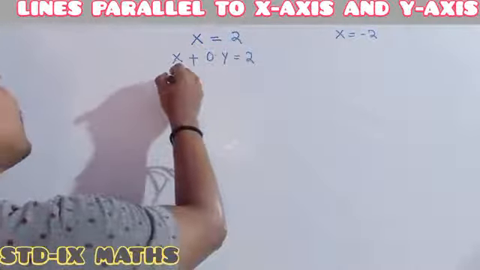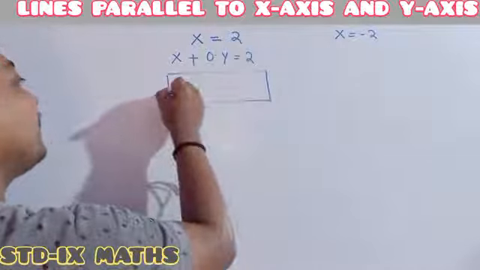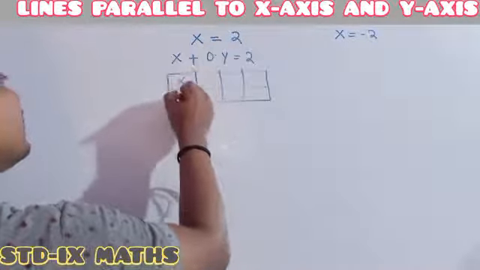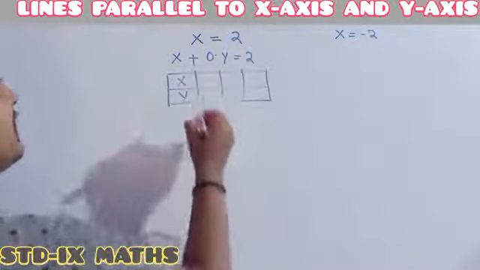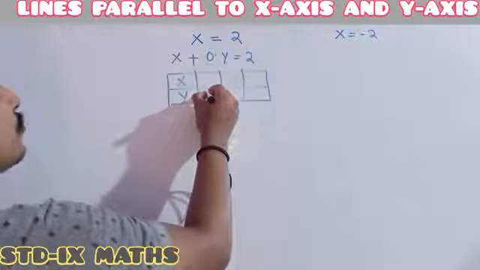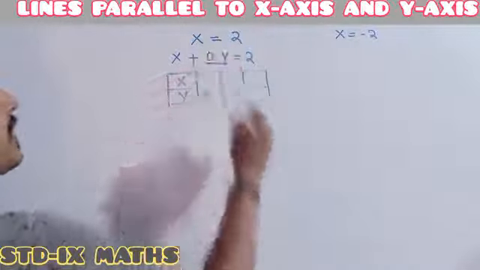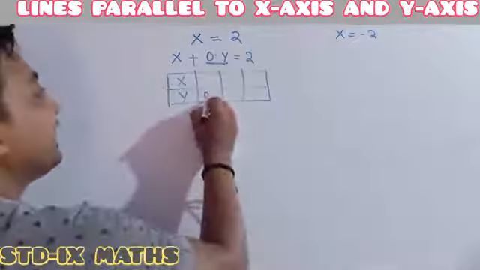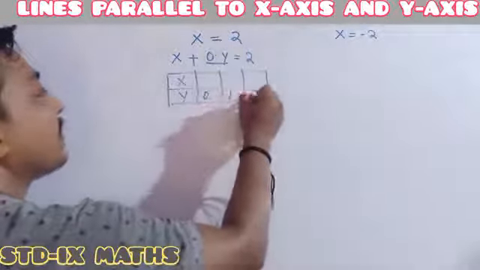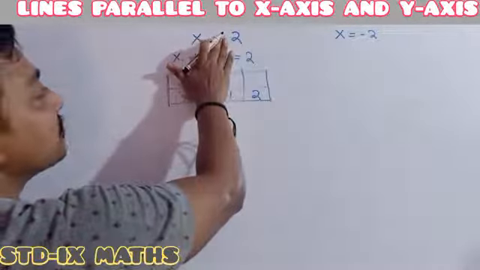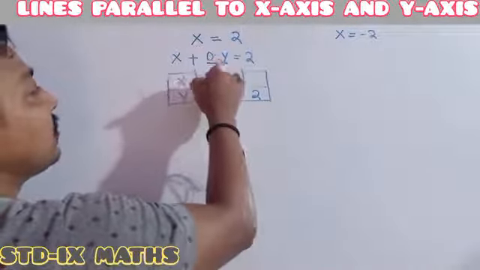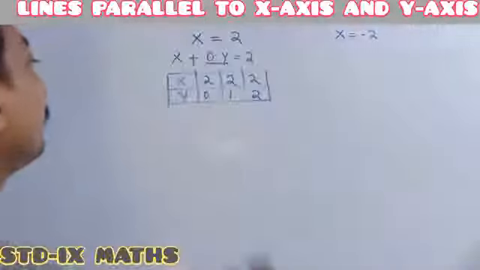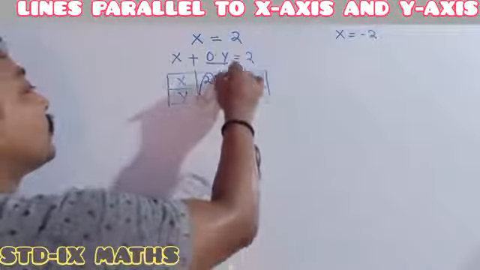So its graphical representation I can do by constructing the table first. Here it is x and here it is y. For y, any value you may choose, as this term becomes 0. It may be 0, otherwise it may be 2, always this term becomes 0. As this term becomes 0, always you will get x is equal to 2 everywhere. So here the coordinates we got are 2, 0, then 2, 1, then 2, 2.